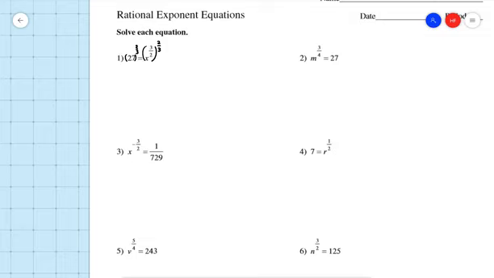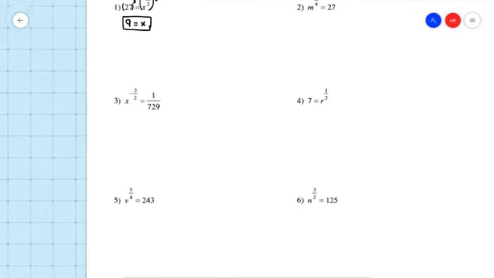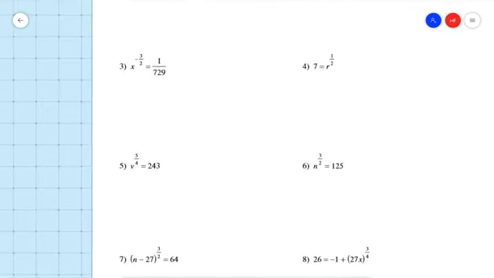And then 27 to the 2/3 power, we can pop that into the calculator. And we get 9. So 9 is equal to x, and then we're done. So that's one of the simple ones where we just have a power and nothing else to work with.